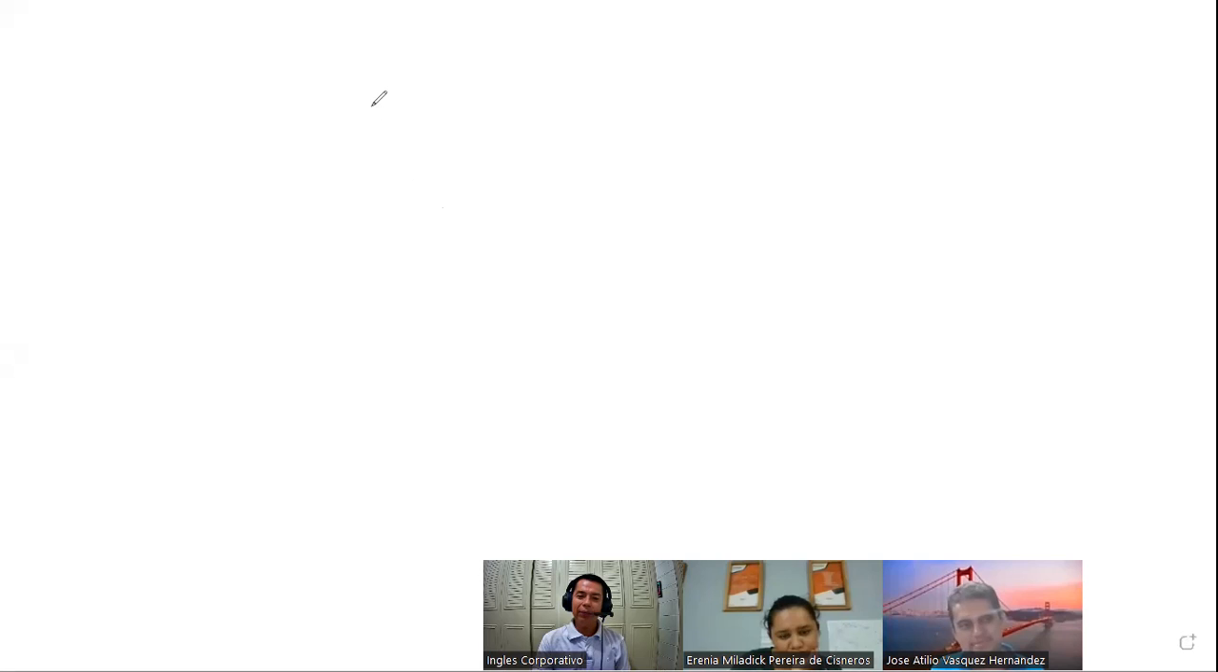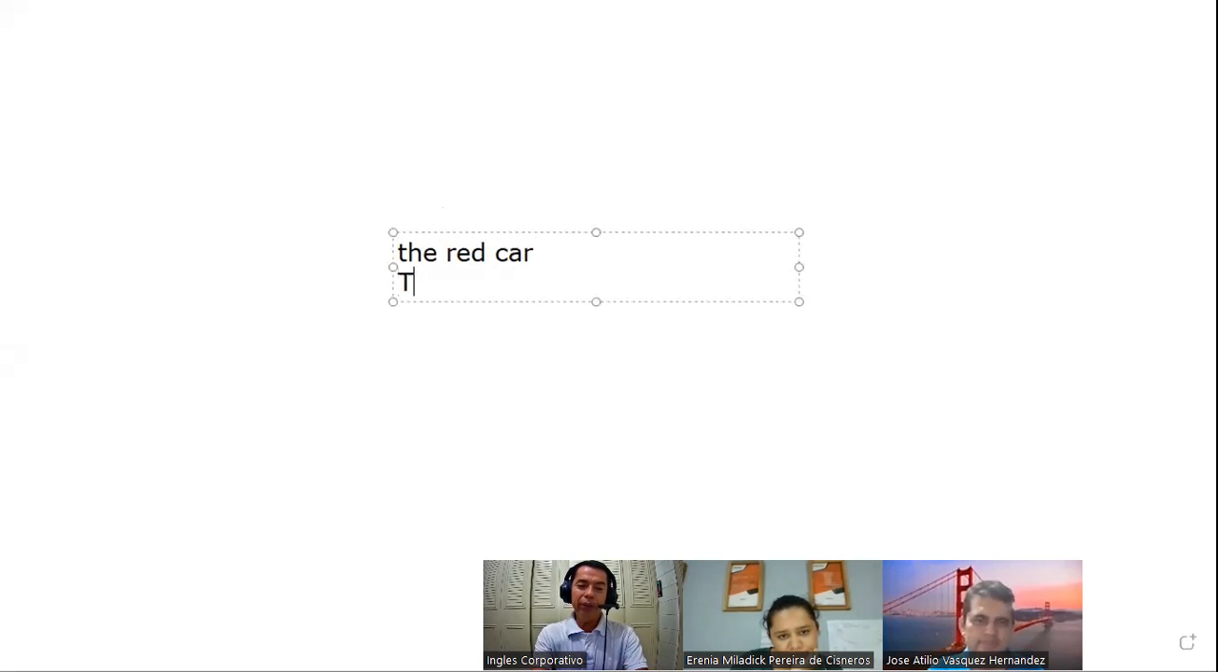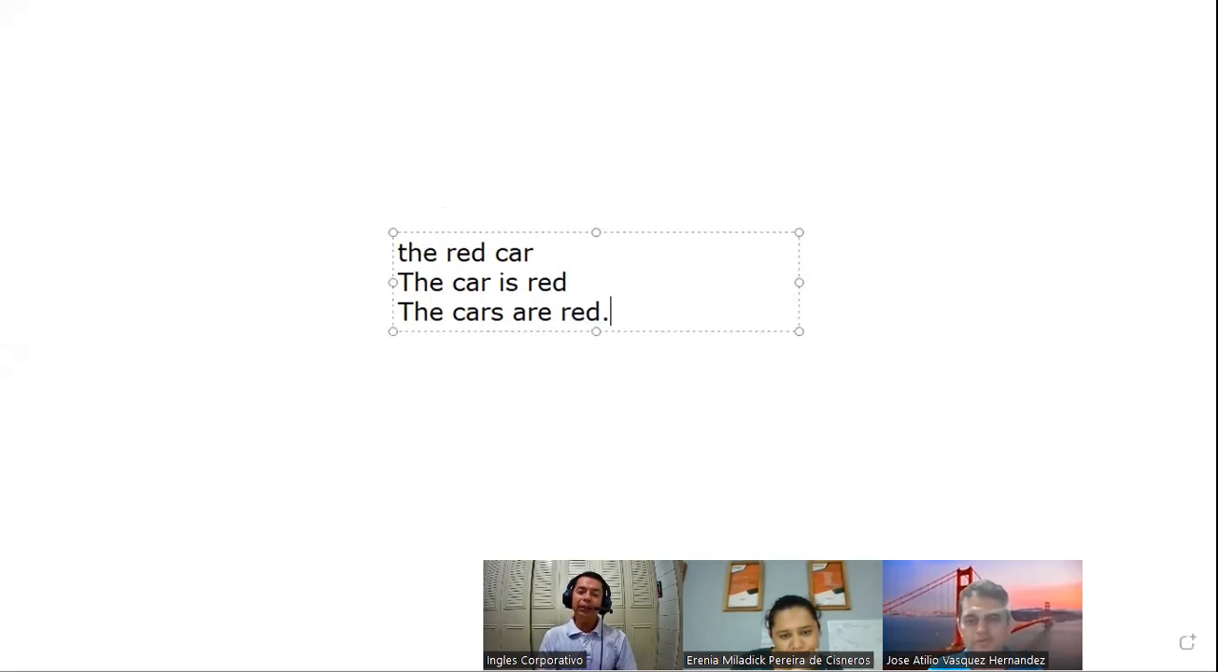Para ilustrarle, ¿verdad? The red car, ¿verdad? El carro rojo, the red cars. Entonces, red es el adjetivo y car es el nombre, ¿sí? Pero si yo digo, the car is red, o en plural, the cars are red, estoy usando el verbo to be, ¿verdad? Esa es la excepción. La única excepción de cuando se pone primero el nombre y luego el adjetivo es cuando usamos el verbo to be.